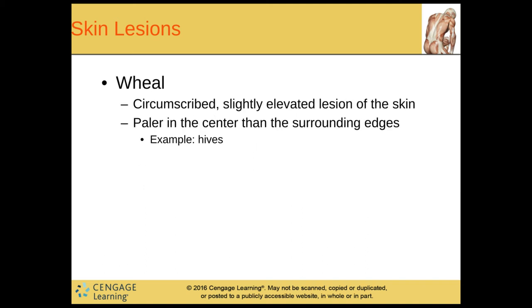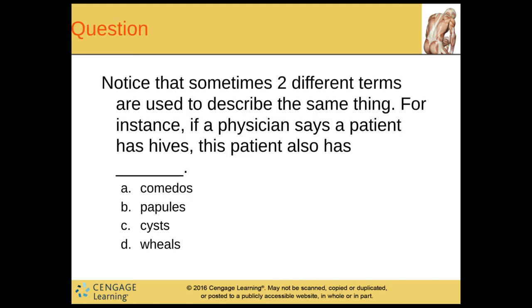And then a wheal, which is that circumscribed, slightly elevated lesion of the skin, paler in the center, and then the surrounding areas maybe a little bit darker, a little bit more red or pink. So an example of that is hives. So question, notice that sometimes two different terms are used to describe the same thing.